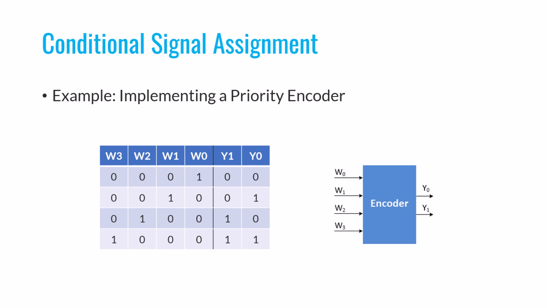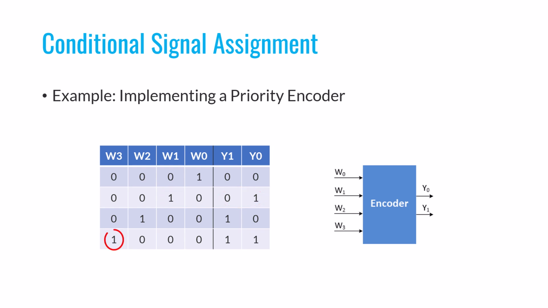From the truth table we've written for this encoder, we can determine its functionality. In a standard encoder, at any given moment, one of the inputs is high while the rest are low. Depending on which input is high, the output produces a binary number corresponding to that input. For instance, in this encoder, if W0 is 1, the output is 0. If W1 is 1, the output is 1.